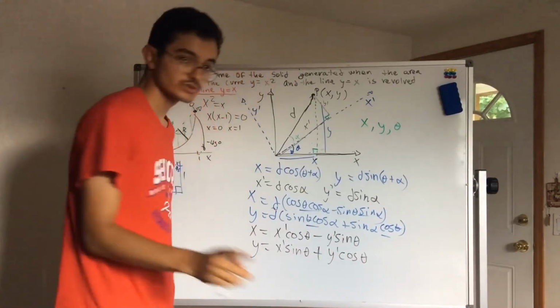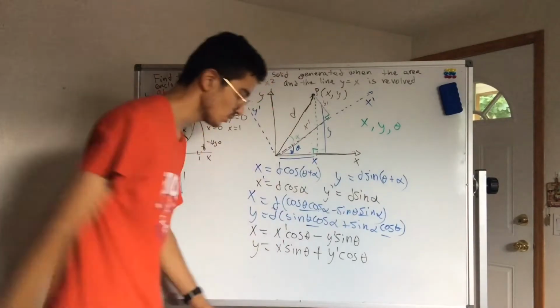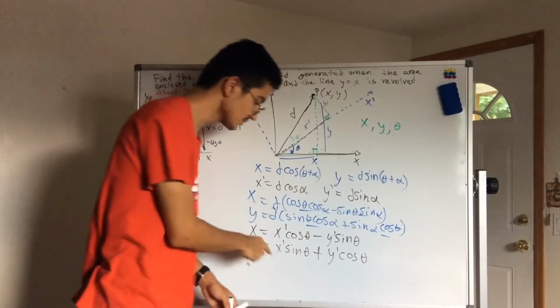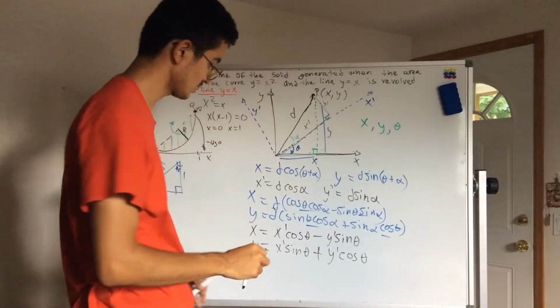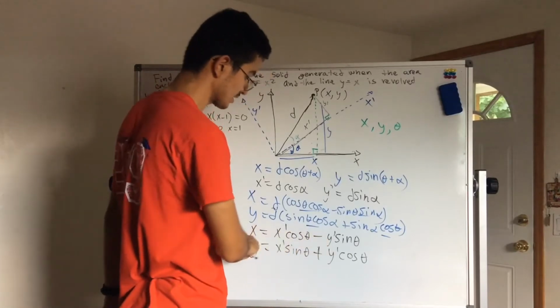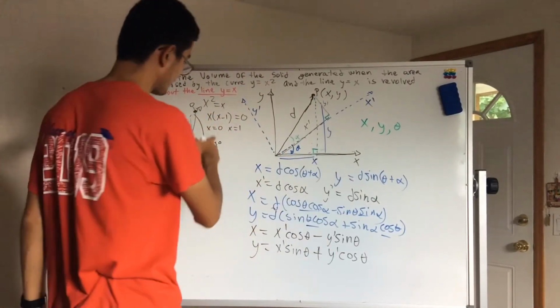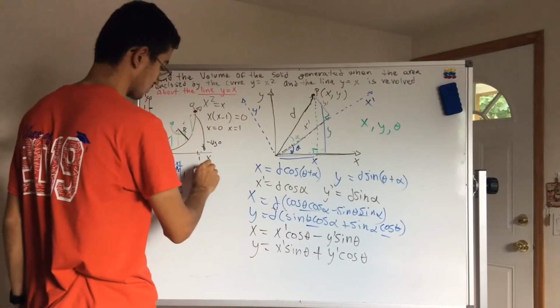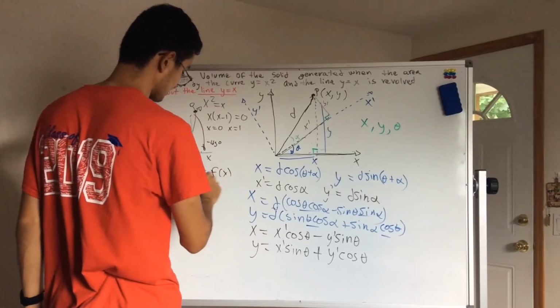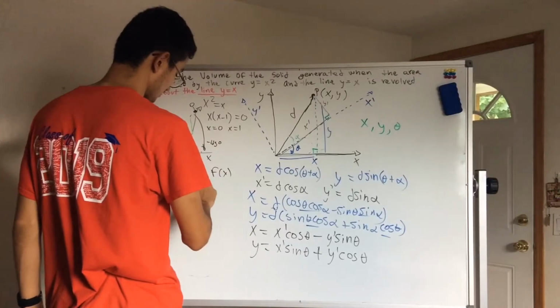But remember, we want to solve in terms of x, y, and theta. So all we have to do is isolate x prime and y prime. Then we're going to have that in terms of x, y, and theta, because that's what we know. We know the function y is equal to f of x, and f of x is equal to x squared.